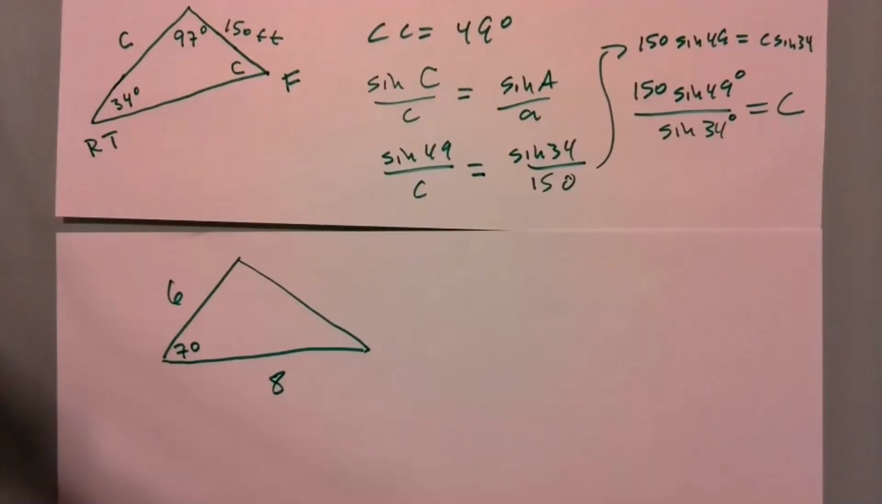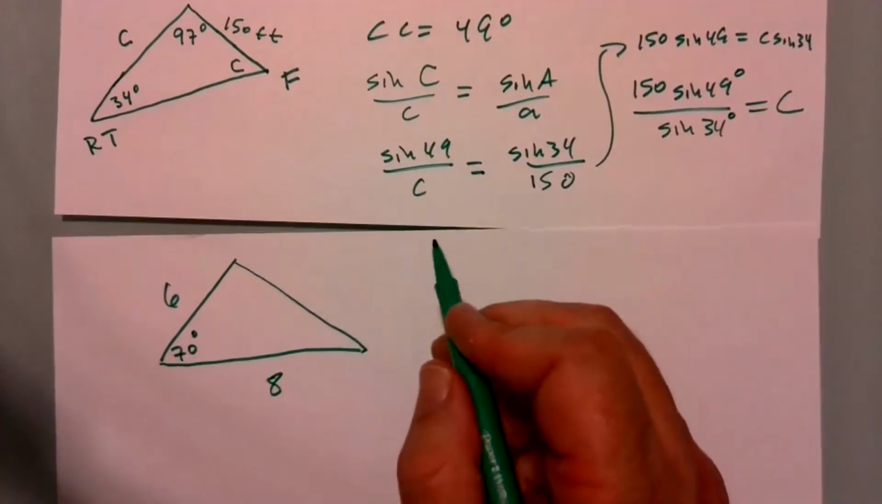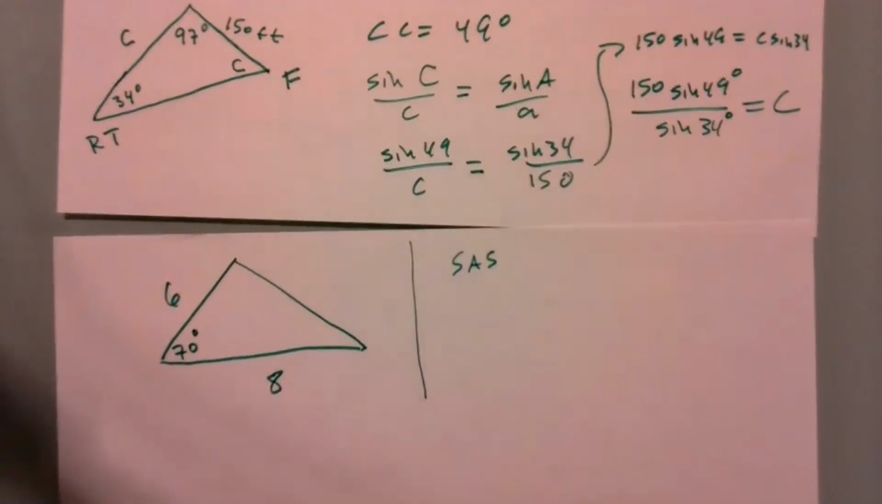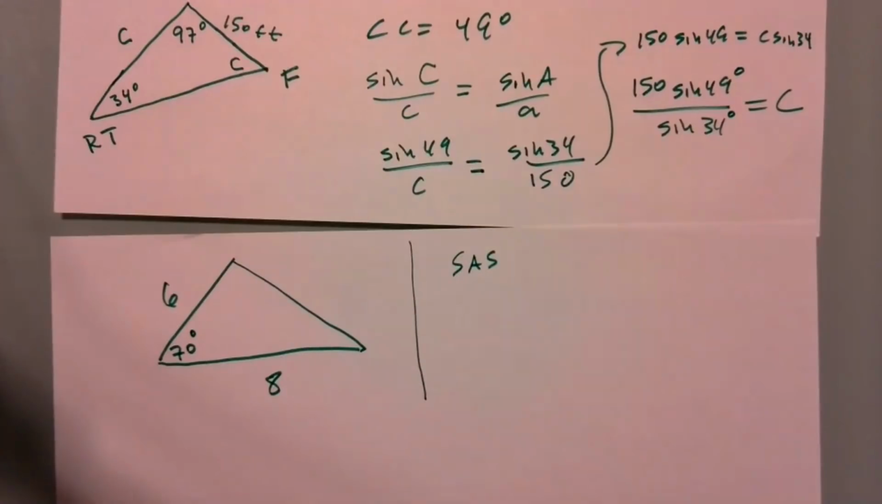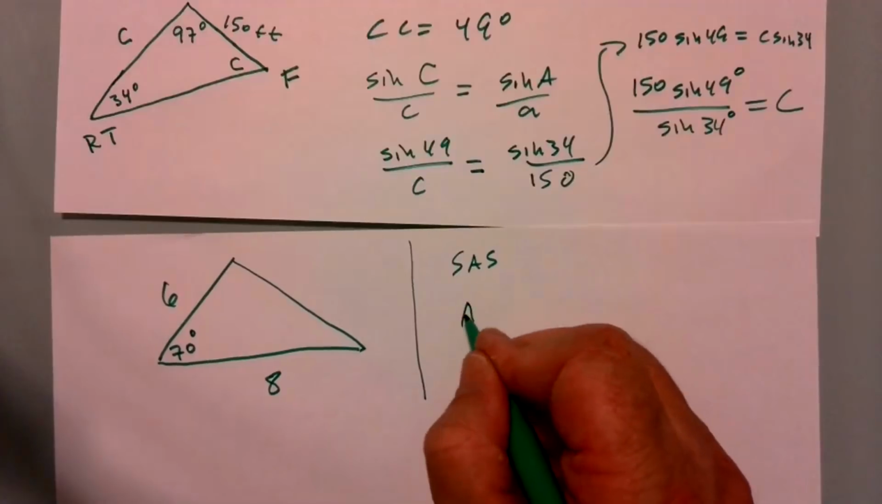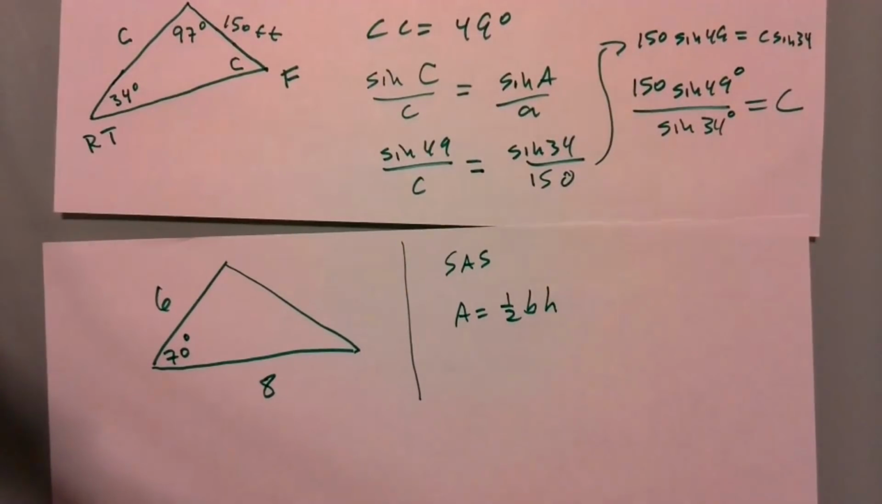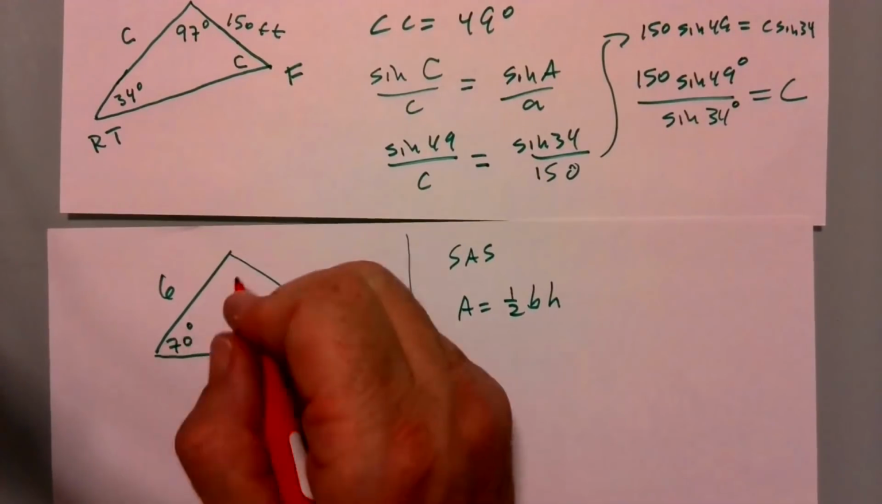And I want to find the area of this triangle. So this is an SAS situation. If I have an SAS situation, how can we go ahead and find the area of the triangle? We recognize that area is 1/2 base times height. Now, the base and height are perpendicular to each other, so you're going to need to draw in a height for this triangle. So I'll go ahead and I'll do that.